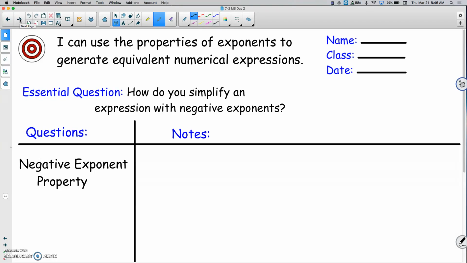Lesson 7-2, Day 2. Our learning target is I can use the properties of exponents to generate equivalent numerical expressions. Our essential question today says, how do you simplify an expression with negative exponents?